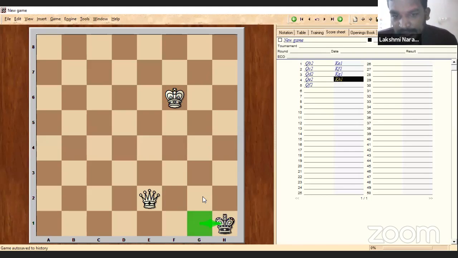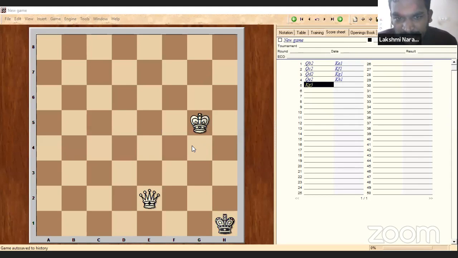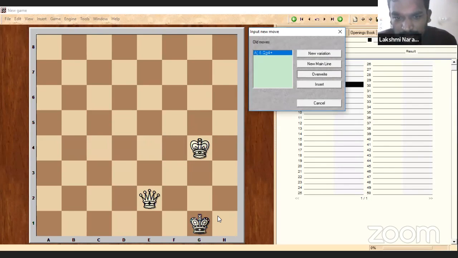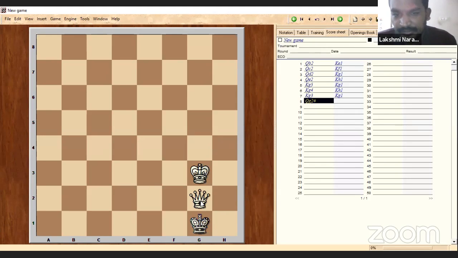Okay, so here what we can do is we will just give him two squares to move around. Then we can slowly bring the king here, and black will have only a few moves. King g1, then king to g4, then king goes to h1, then king will come to g3, then king to g1, then we will mate with queen g2. Okay, so this is mated.